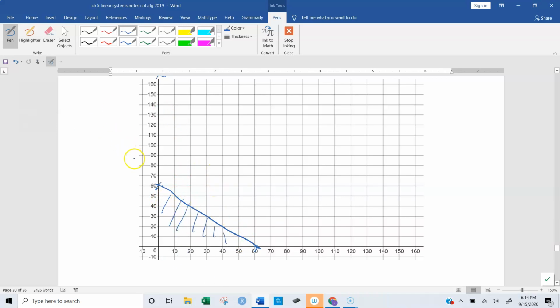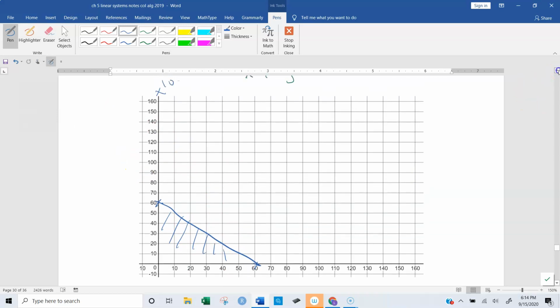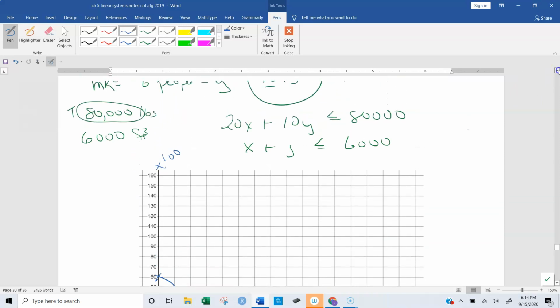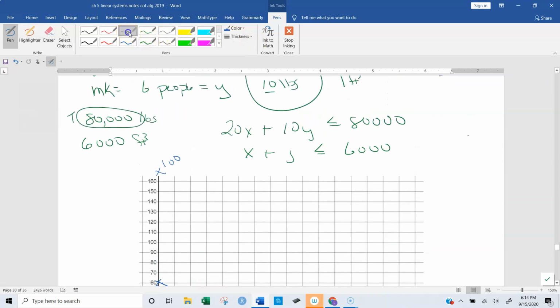Okay, now we need to graph our other line. This time it's probably easier to solve for y. So let's go up here and do that. Okay, so I'm going to solve for y here. So the first thing I'm going to do is subtract 20x. So 10y is less than or equal to negative 20x plus 80,000. I'm going to divide by 10. So y is less than or equal to negative 2x plus 8,000.